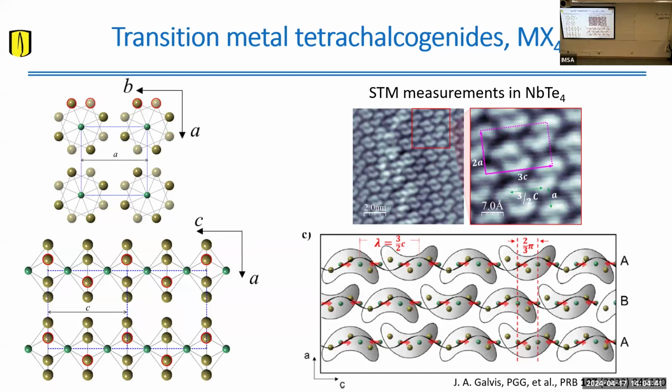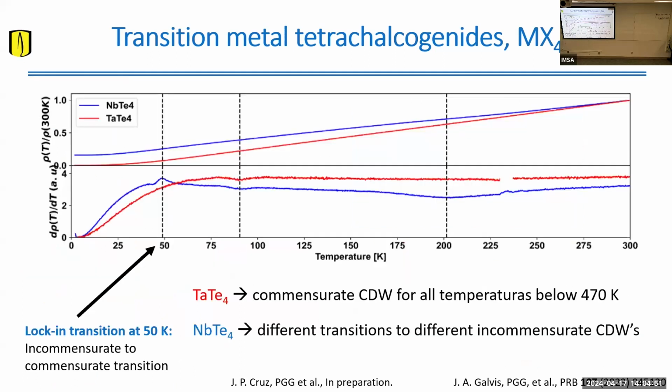And this superstructure had not been directly observed before this study. So this allowed us to actually recreate the full superstructure. In addition to that, those measurements were in niobium tellurium 4. But we have niobium tellurium 4 and tantalum tellurium 4. And although these two systems are very similar, they have differences.